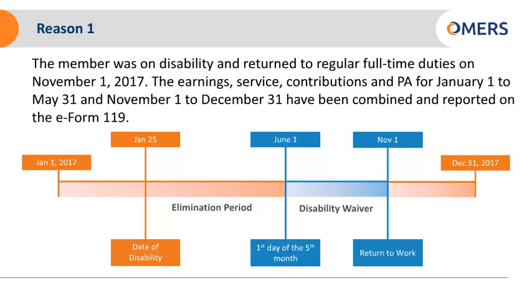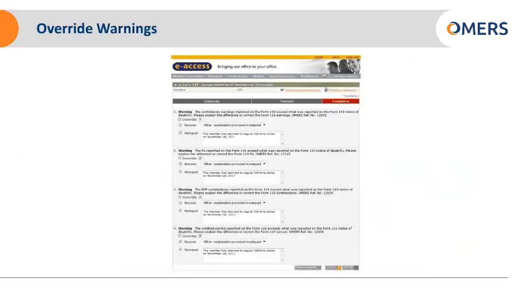Here, you would combine the 143 information with the 119 information. By combining the information, the exceptions will fire saying that the 119 exceeds the 143 information. You will override this with, the member returned to work on X date. When advising OMERS of the member's return to work, it is important that you advise us of the exact date and in what capacity, i.e., regular full-time duties. You also need to make sure to copy and paste the exception message to all warning messages that have fired.